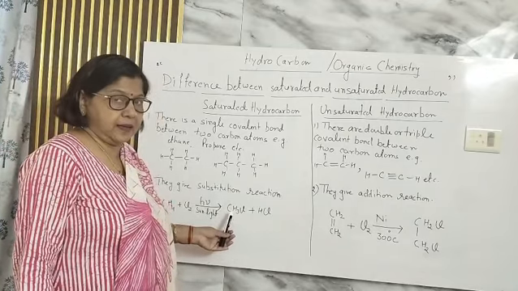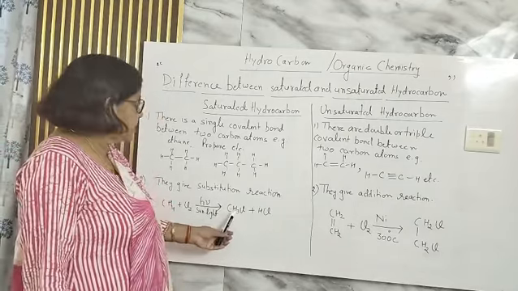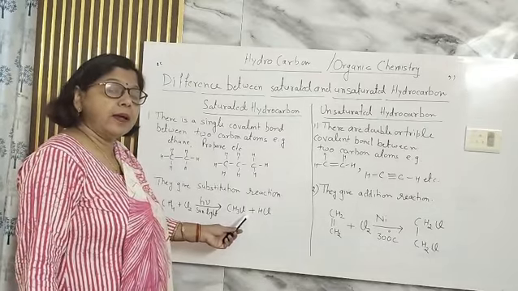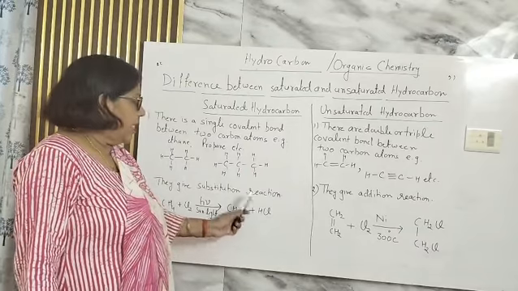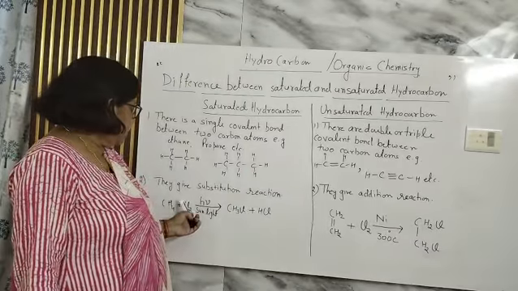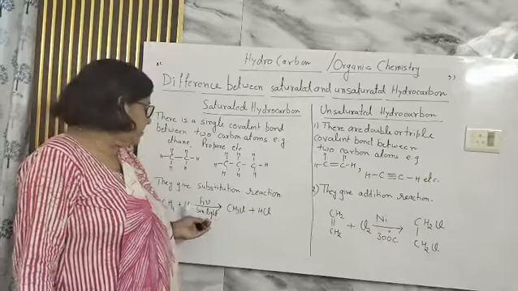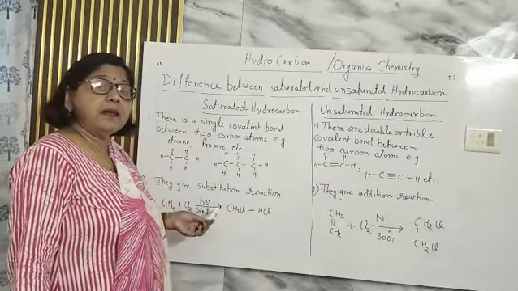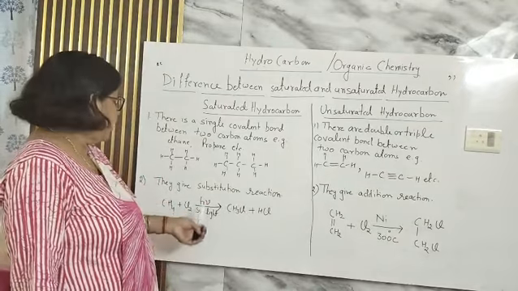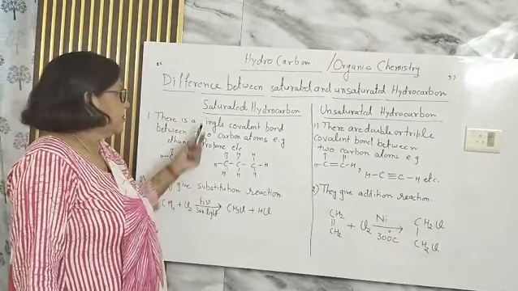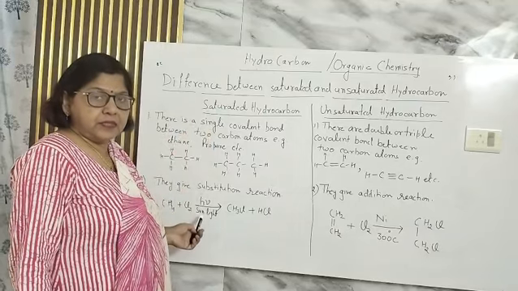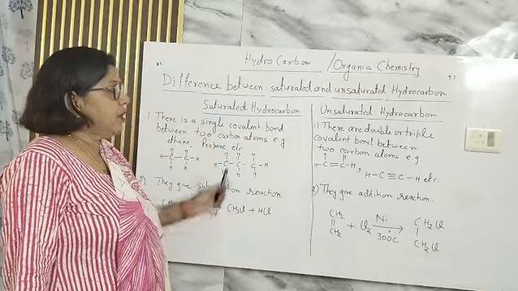CH3Cl, chloromethane, right? That means one hydrogen is substituted by one chlorine atom, and then the substituted hydrogen combines with another chlorine to form HCl. So this is the example showing that saturated hydrocarbons give substitution reactions.